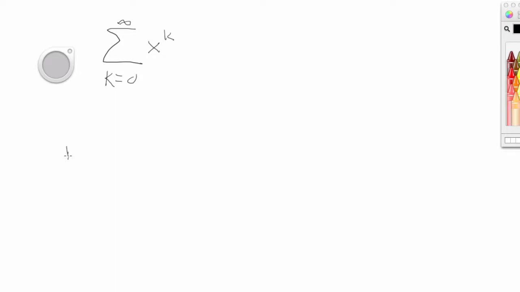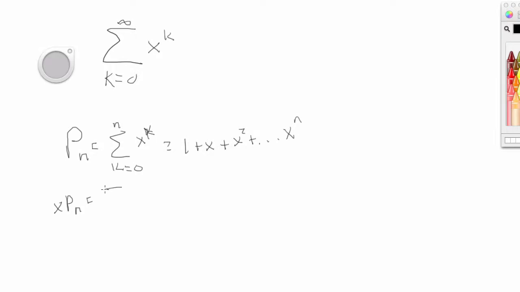Okay, so the partial sums here, the nth partial sum, p sub n, is equal to the sum k equals 0 to n of x to the k, which is 1 plus x plus x squared out to x to the n. So if we want to find a shorter form of what that is, well, we can look at x times p sub n.